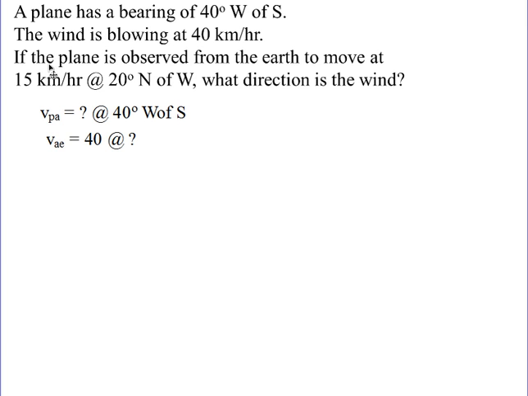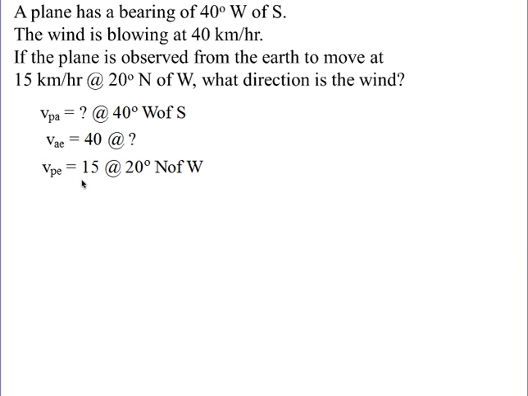Oh, no, wait a minute. The plane is observed from the Earth to move at 15 at 20 west of north. So that's the plane from the Earth, the plane relative to the Earth. So the velocity of the plane relative to the Earth is 15 at 20 north of west. This is not a turnkey operation. It takes some effort to get these subscripts right and figure out what those subscripts should be.